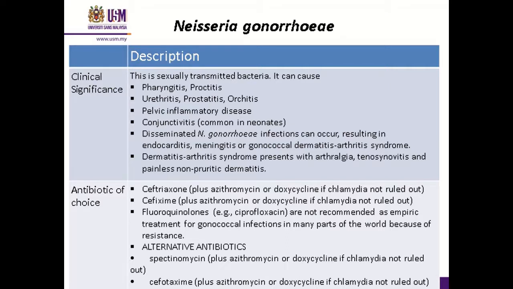The antibiotic of choice is ceftriaxone plus azithromycin or doxycycline if chlamydia cannot be ruled out. You can also use cefixime plus azithromycin or doxycycline if chlamydia is not ruled out, or we can also use fluoroquinolones such as ciprofloxacin. But it is not recommended as empiric treatment for gonococcal infections in many parts of the world because of resistance. Alternative antibiotics include spectinomycin or cefotaxime.